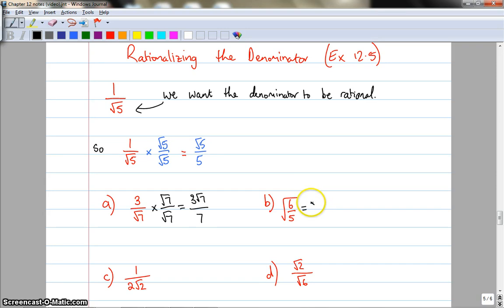Well, I can write that as root 6 on root 5. Now the issue that I've got here is the root 5. So I want to multiply both the top and the bottom by root 5. I don't need to worry about the root 6 because that's not in the denominator. It's just the root 5 on the bottom. So that becomes root 30 over 5, because root 5 times root 6 is root 30.